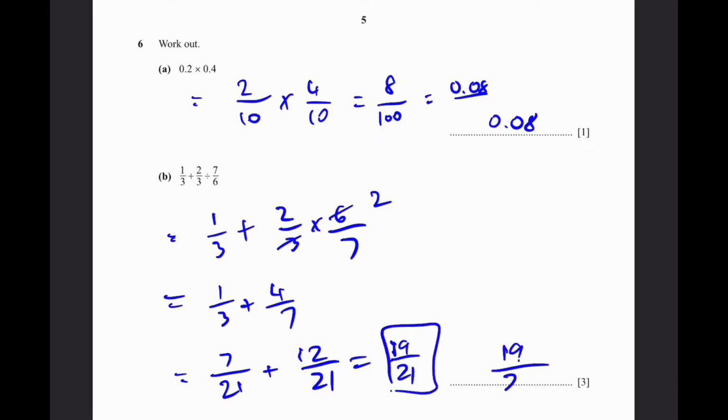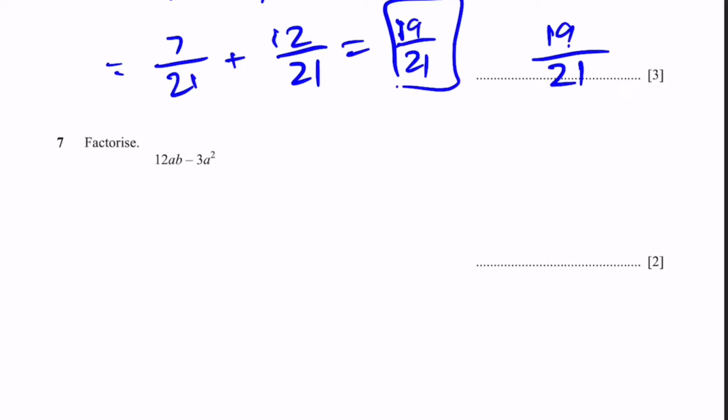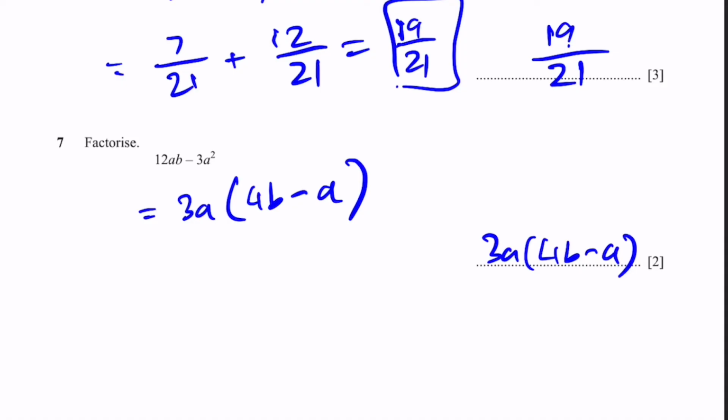That's the answer. Question 7. Factorize 12ab minus 3a squared. That's simply 3a times... dividing 12ab by 3a, we get 4b. Dividing 3a squared by 3a, we get a. So 3a times (4b minus a) is the final answer.